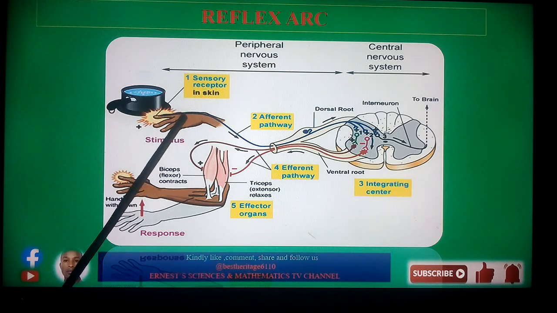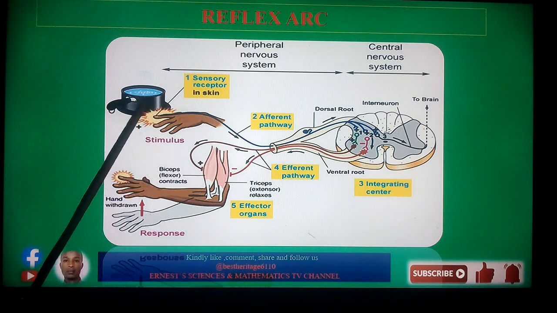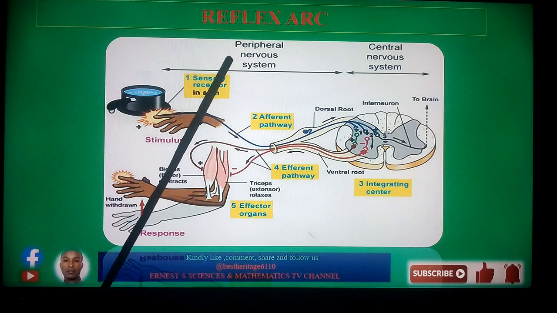So in this case, the stimulus initiated the response, and the receptor in the skin sent a message to the brain. And this message was received by the effector organ, and the response is that the hand will be withdrawn from the hot surface. So this is how we can give an illustration of a reflex arc.